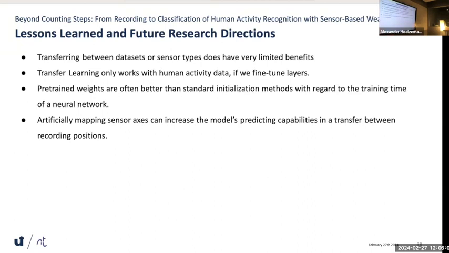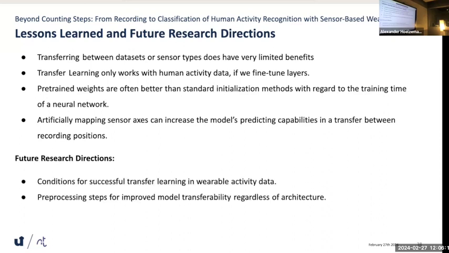Artificially mapping sensor axes can increase the model's prediction capabilities in a transfer between recording positions. Some future research that we think is still needed regarding transfer learning. The conditions when you can successfully use transfer learning are not quite clear. When can you use the data set? When can you not use the data set? This is something that needs to be explored. Also, it might be important to know if applying pre-processing steps on the data makes it easier to transfer a model between data sets.